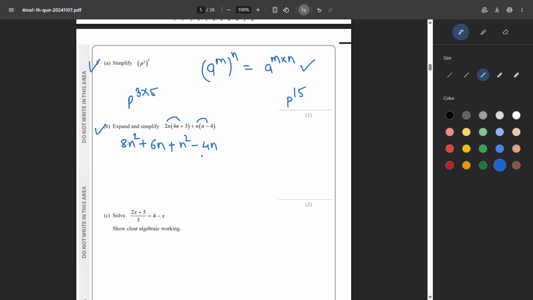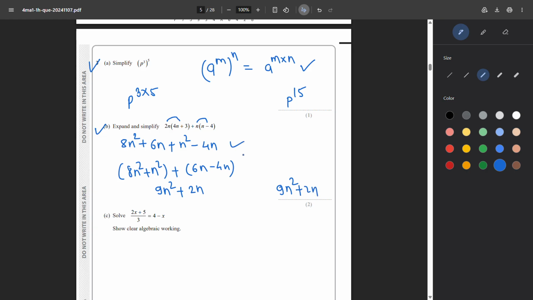Initially multiply both the terms which are outside the brackets, and then you have to combine the similar terms. Now you can see here 8n square and n square I can take in the first bracket, and the n terms I can take in the second bracket, 6n minus 4n. So 8n square plus n square will become 9n square, and plus 6n minus 4n will become 2n. So your final answer will be 9n square plus 2n.